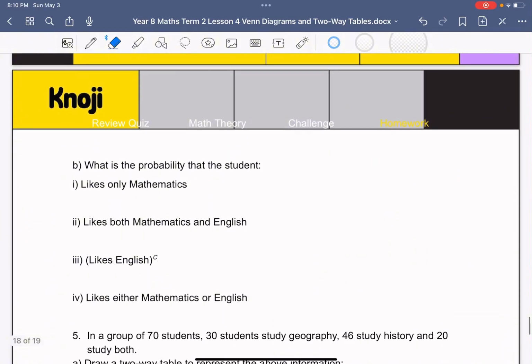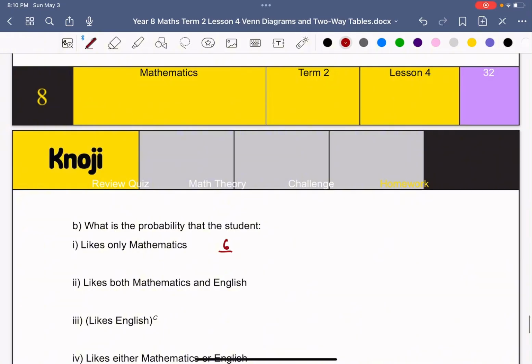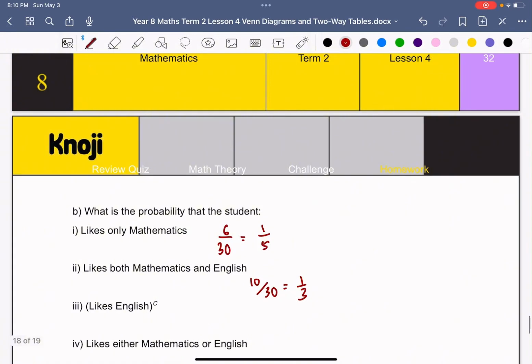Now part B says, what's the probability that the student likes only math? Only liking math was 6 out of my total 30 students, which simplifies down to 1 over 5. Now likes both maths and English was 10 out of 30, which gives me a third. Now likes English, but the complement of likes English, so does not like English. We can do 1 minus likes English, which was 20 out of 30, which is equal to 10 out of 30, which is also 1/3.